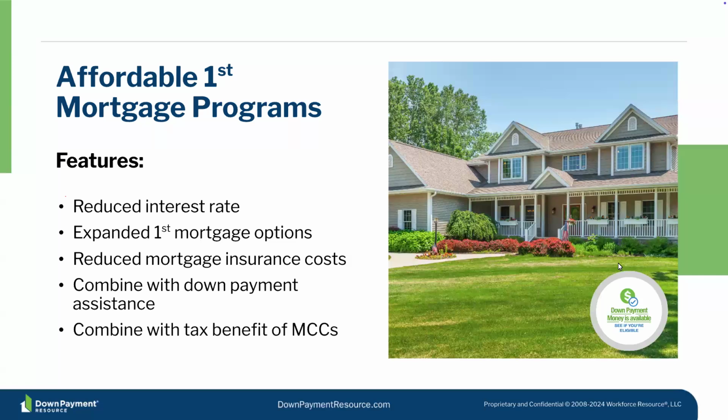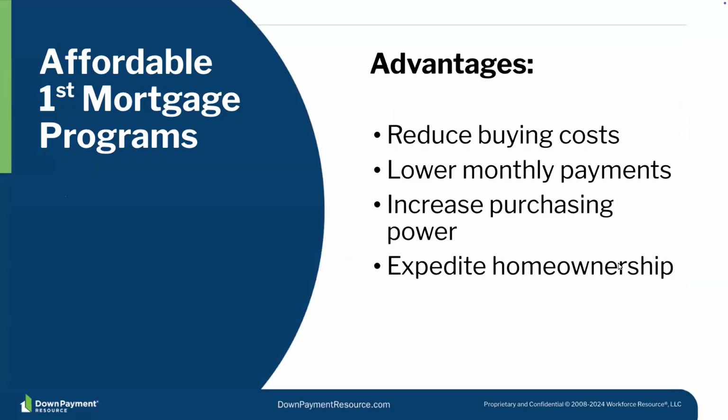For example, Fannie Mae's HFA Preferred and Freddie Mac's HFA Advantage offer reduced mortgage insurance below a standard conventional product, all with a higher LTV. And you can typically combine these affordable first mortgage products with down payment assistance and or tax credits from those same housing finance agencies.